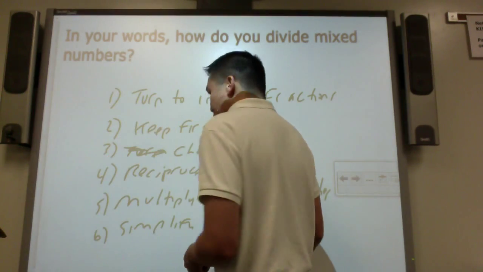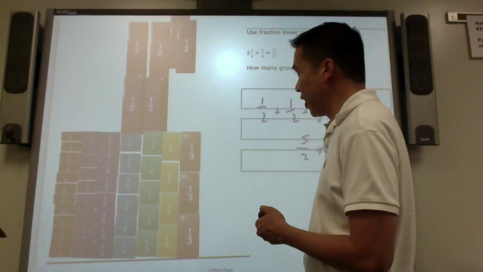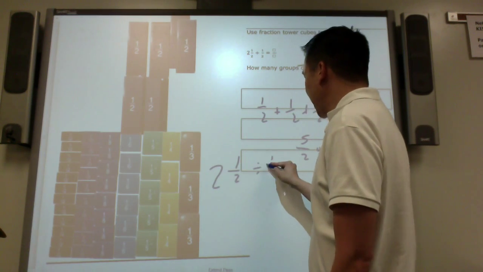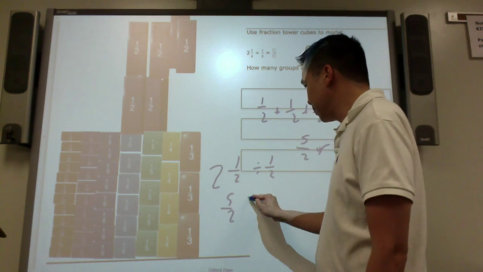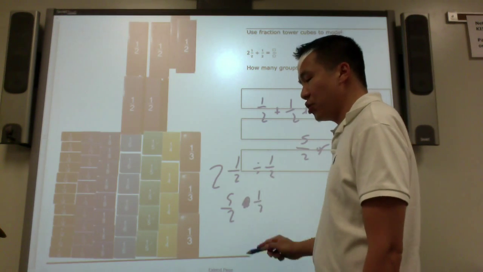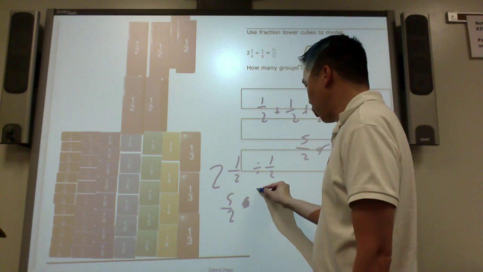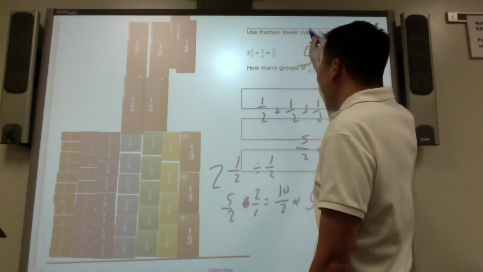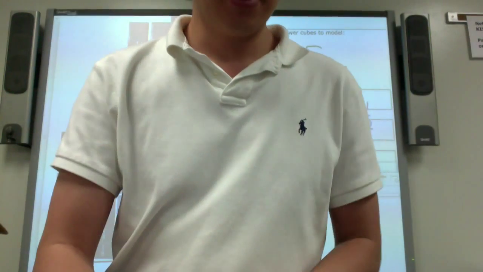So that is it. So again, how do you do it? Let's go back to when we did our fraction towers. Could we have done this without using the fraction tower? How many groups of halves go into 2.5? So I turn this into an improper fraction, 5 halves. I change the division to a multiplication. And I do the reciprocal of the second one, which was 2 over 1. And I get 10 over 2 or 5. And I did get 5. And that is how you divide mixed numbers.